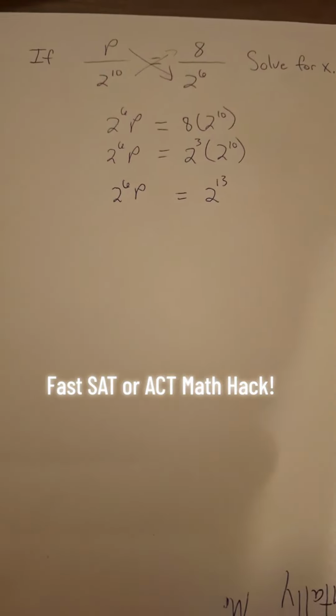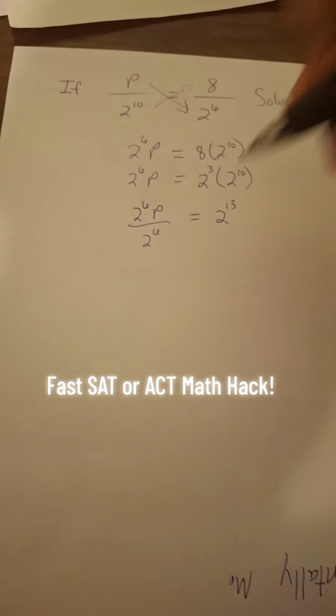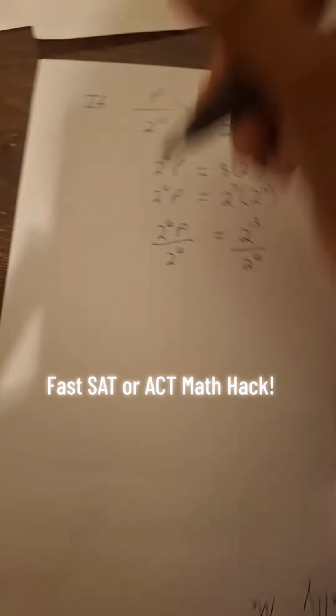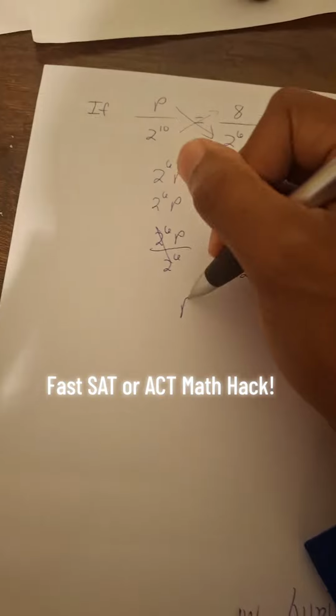Well, we want to get P by itself at this point. So since they're being multiplied, the inverse is to divide. So I'm going to divide both sides by 2 to the power of 6. And that's going to cancel out that 2 to the power 6 on the left side, leaving me with just P. That's what I want.